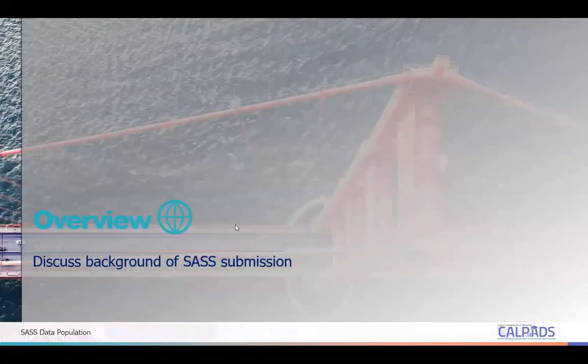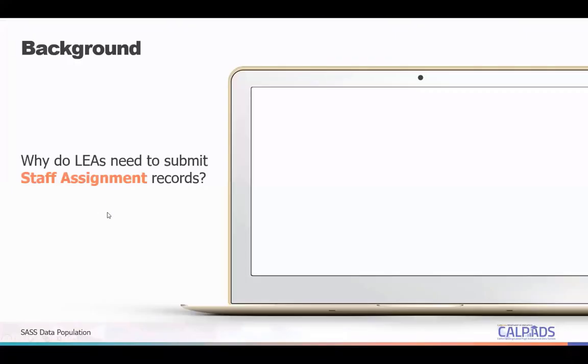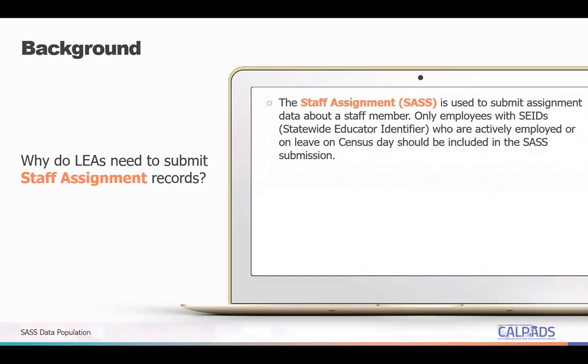We will start with some general information related to student and staff assignment reporting, and then introduce key concepts related to the data collected. So why do LEAs need to submit staff assignment records to CalPADS? The staff assignment, or SASS, is used to submit assignment data about a staff member.